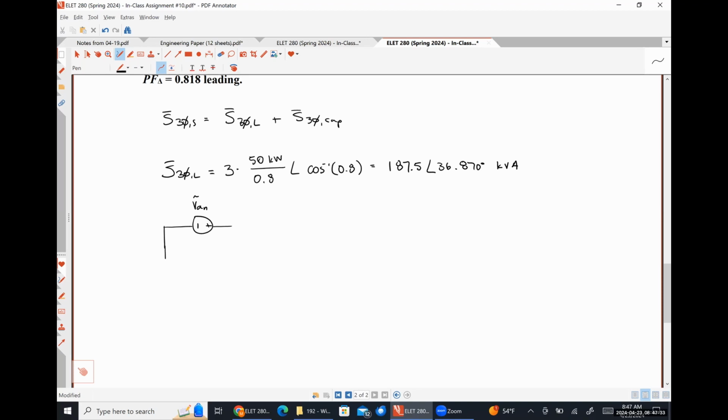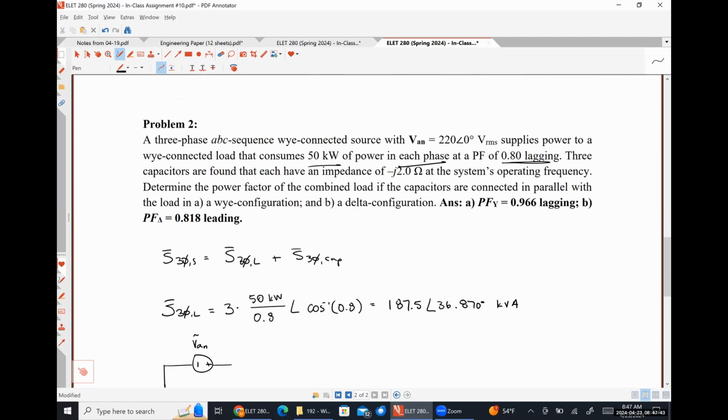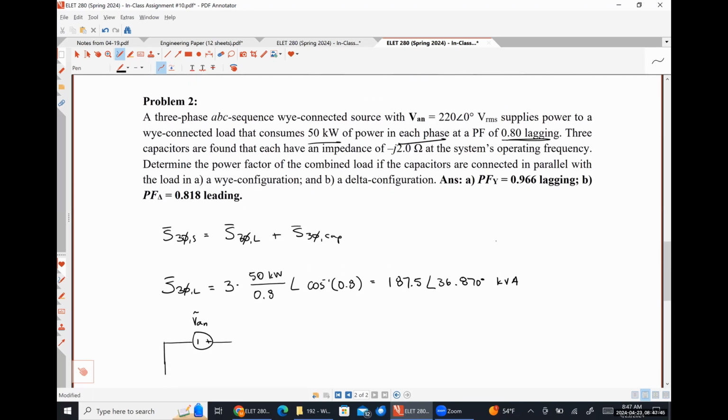I'm sorry, I can't hear you over there. What were you saying? Where do you see that the load only has an imaginary impedance? The capacitor bank has an impedance of negative J2. The load's impedance, we do not know. Yep.